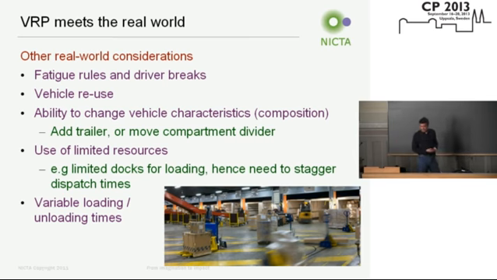Variable loading and unloading times is another one. Limited docks, where I might have 5 trucks, but only 3 docks can fill up at one time. What order do I fill up the trucks in order to get them out to do their work?